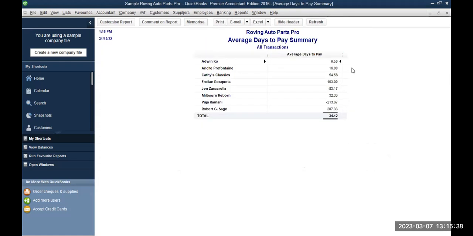Now, in this average days to pay summary, it shows you Edwin Co pays you on average in 6 days, Andre pays on average in 16 days, 54 days. Now, the one that is showing negative means that they paid their account in advance. Okay, and then they're waiting for invoices to offset the payments that they've made in advance. So that's why it looks like there's a negative pay days. Okay, but this gives you a total, and then you have an average of 34 days. Now, as management, then you have, I believe, you're benchmarking what is a good average to pay days.